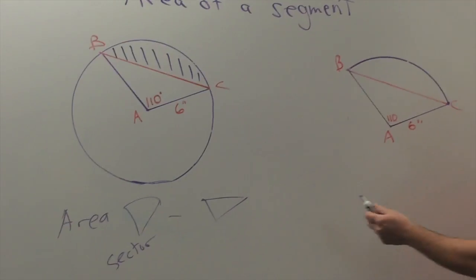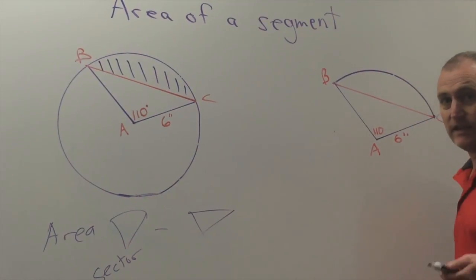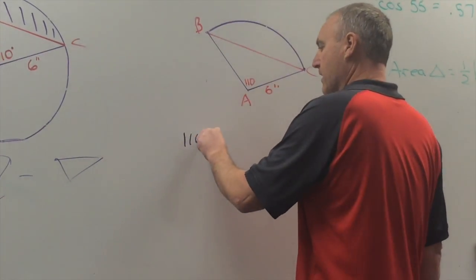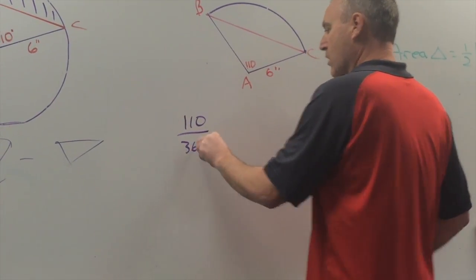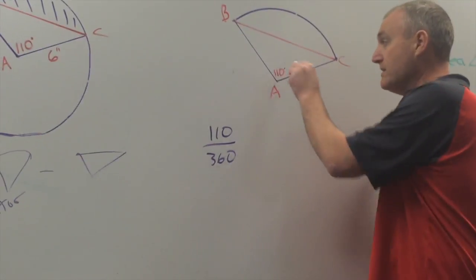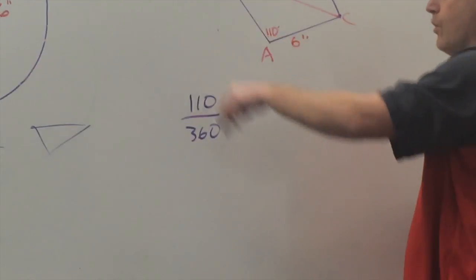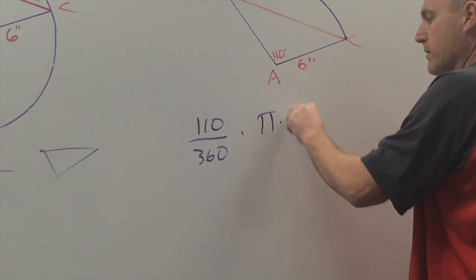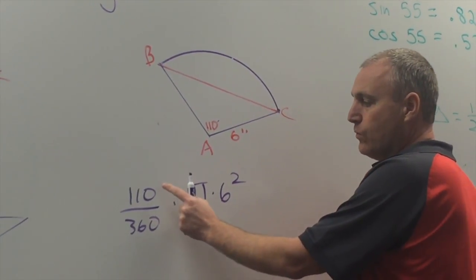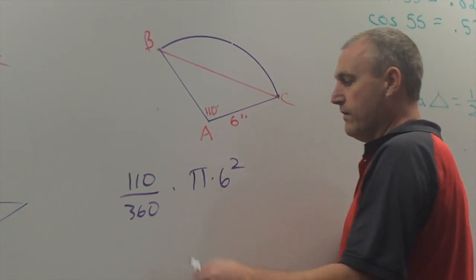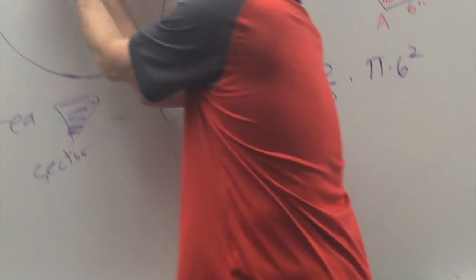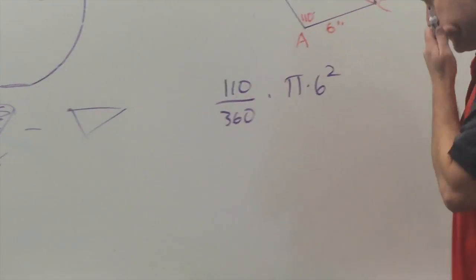So first, the area of the piece of pie, that's a pretty easy thing. That's the thing we've been finding already. And we've talked about it's the portion of the circle, 110 over 360 of the circle, that's what we call degrees, times the area of the whole circle, which is pi r squared. Pi times 6 squared. So 36 pi times 110 over 360 will give us the area of the whole sector, the whole piece of pie.